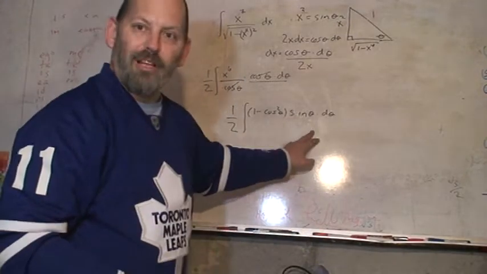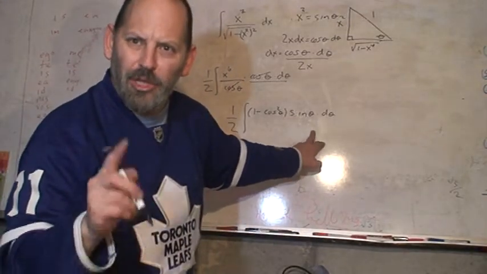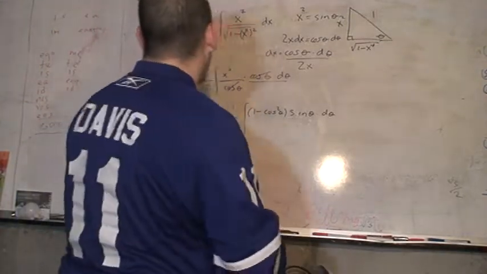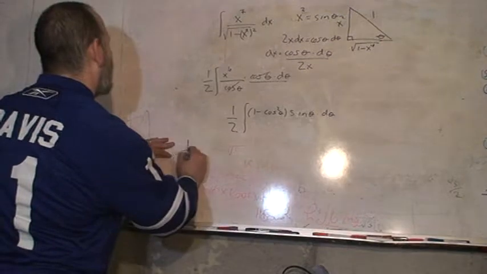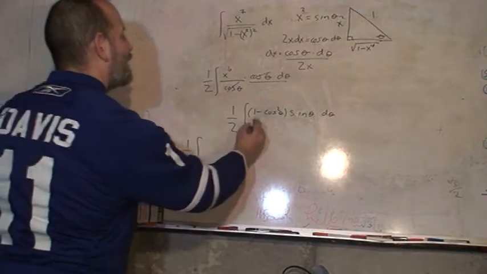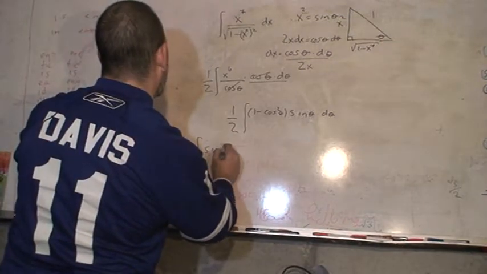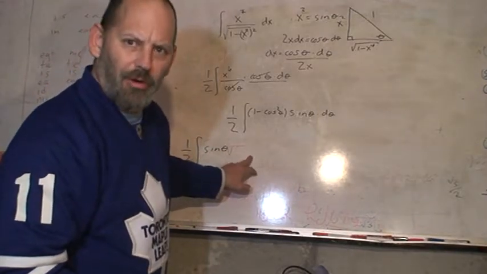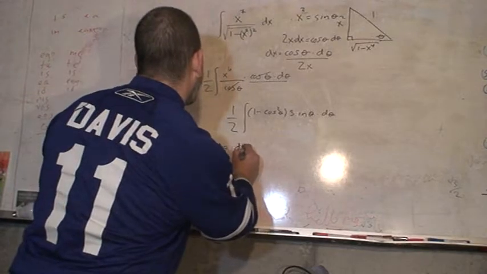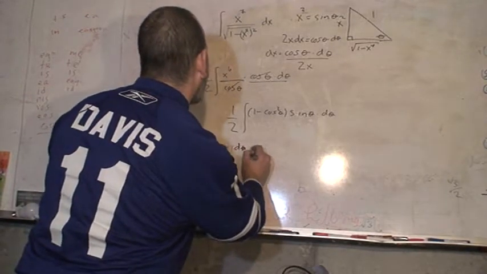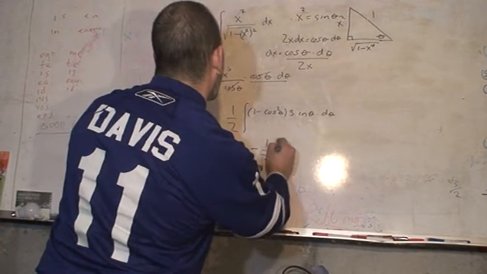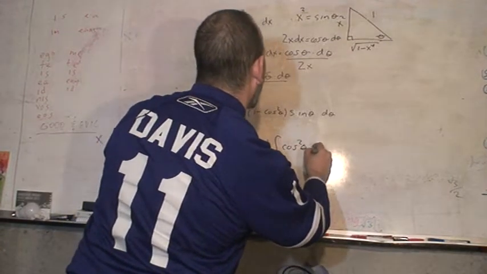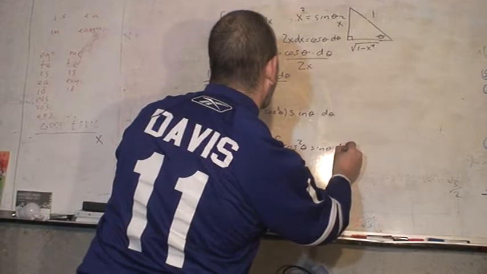Now I'm going to multiply these through, and maybe we might be able to do a u substitution to get closer to the answer, right? So we're going to have 1/2 times the integral of sine theta. And I like that part. So let's close that part of the integral by putting a d theta. And then we'll subtract 1/2 the integral of cos squared theta sine theta d theta, right?